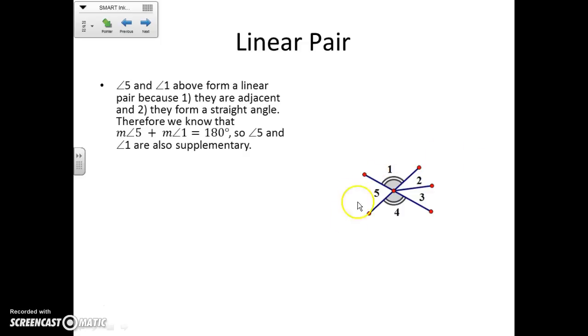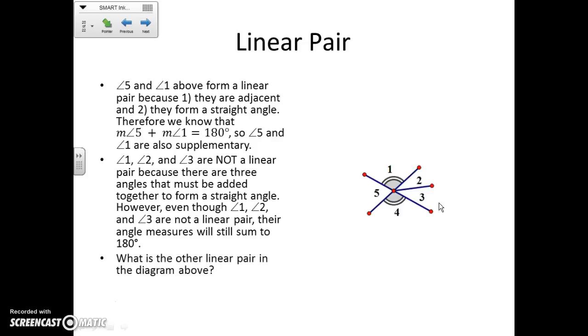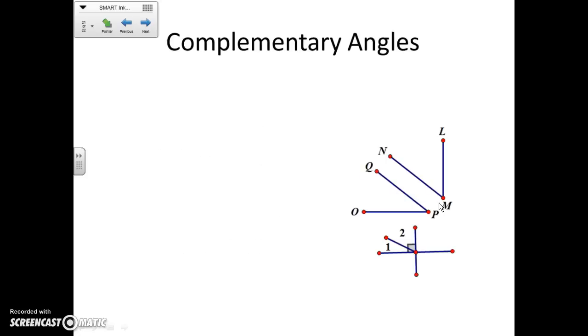Here, angle 5 and angle 1 form a linear pair in this diagram because they are adjacent and they form a straight angle. Therefore, we know that the measure of angle 5 plus the measure of angle 1 would equal 180 degrees. So angle 5 and angle 1 we would also say are supplementary. Angles 1, 2, and 3, however, are not a linear pair, mainly because they're not a pair. While they do all add up to 180 degrees, there's not just two of them, so we cannot say they're a linear pair. Go through and list the other linear pair in the diagram to the right.